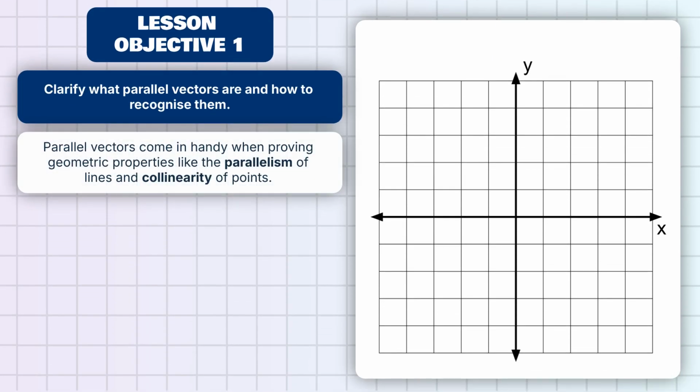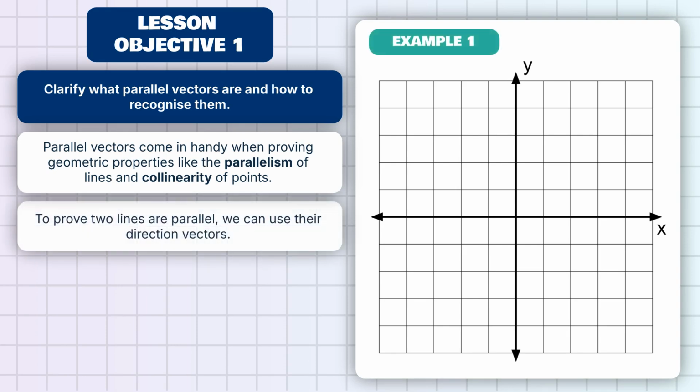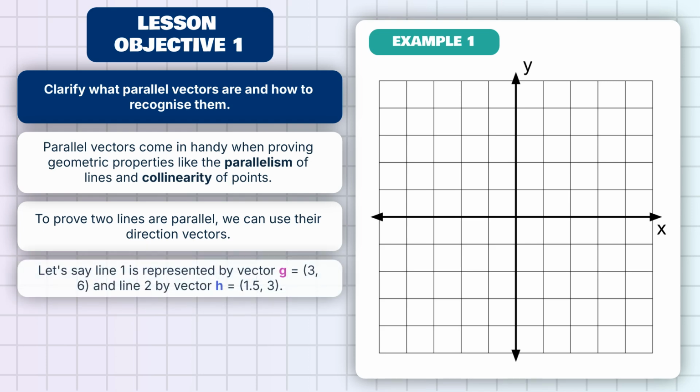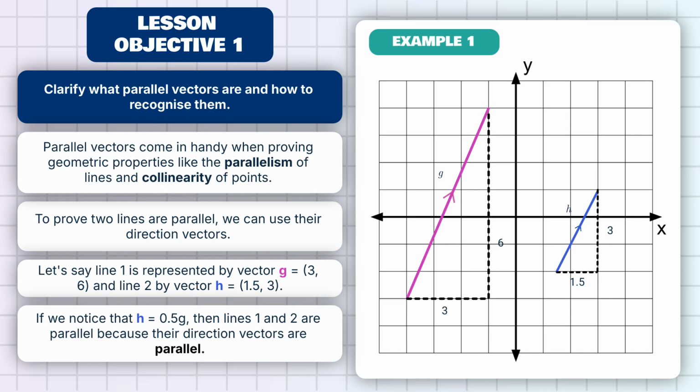Parallel vectors come in handy when proving geometric properties like the parallelism of lines and collinearity of points. To prove two lines are parallel, we can use their direction vectors. Let's say line 1 is represented by vector g and line 2 by vector h. If we notice that h equals 0.5 times g, then lines 1 and 2 are parallel because their direction vectors are parallel.